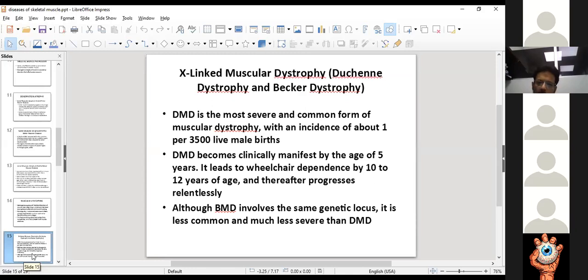With Becker's muscular dystrophy, the onset is slightly late. You'll see patients initially presenting in 8, 10 years, 12 years of age. They do become wheelchair bound by their late teens, and ultimately, as I told you, by 20s, late 20s, they unfortunately do die.